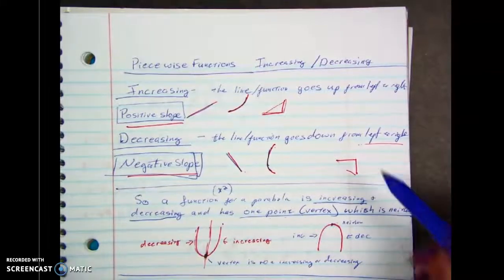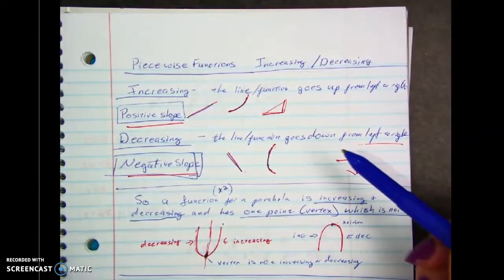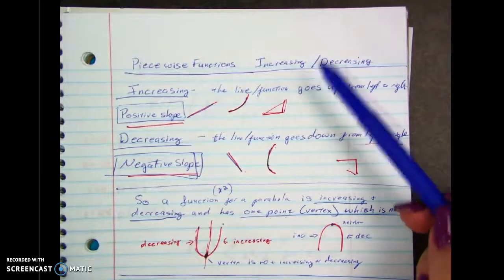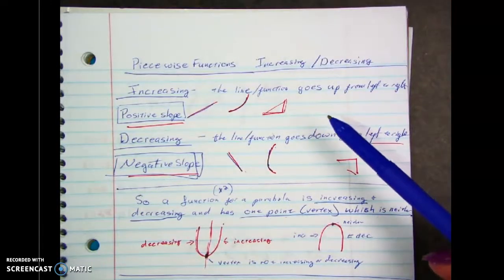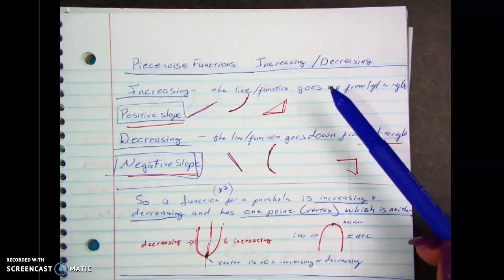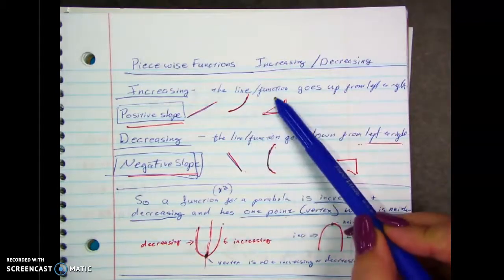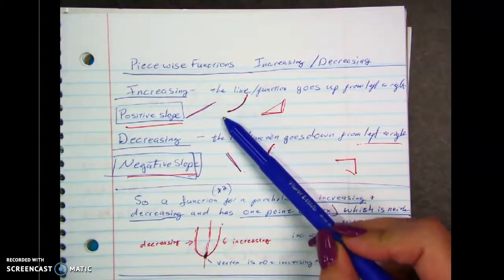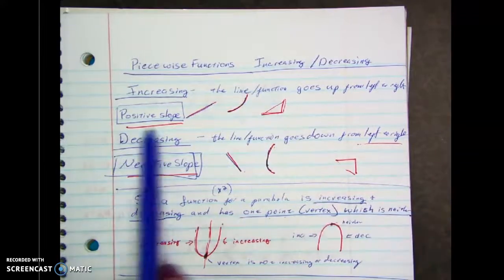All right, guys, we're going to do a little review of piecewise functions. So we're going to start with increasing, decreasing, and then we'll look at evaluating. For increasing, decreasing, we are quite literally looking to see if the line or the function goes up from left to right, up from left to right. So it's going to be a positive slope.